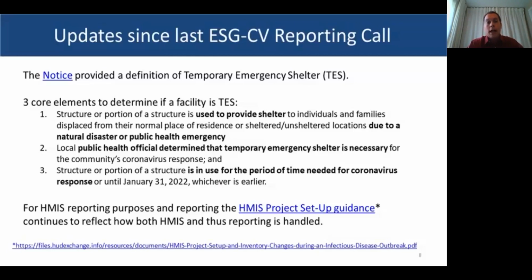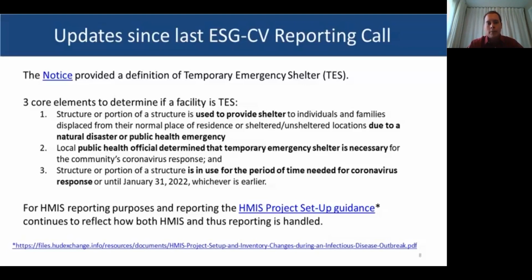First, it's either whole or part of a structure that's being used to provide shelter to individuals and families displaced from their normal places of residence or sheltered on shelter locations due to a natural disaster or public health emergency. So I highlighted or bolded the key words here. There is something that was created, a structure or portion of a structure, that is used to respond to the public health emergency. That's the key as a starter. It must be for that express purpose to respond to the public health emergency, here for COVID purposes.